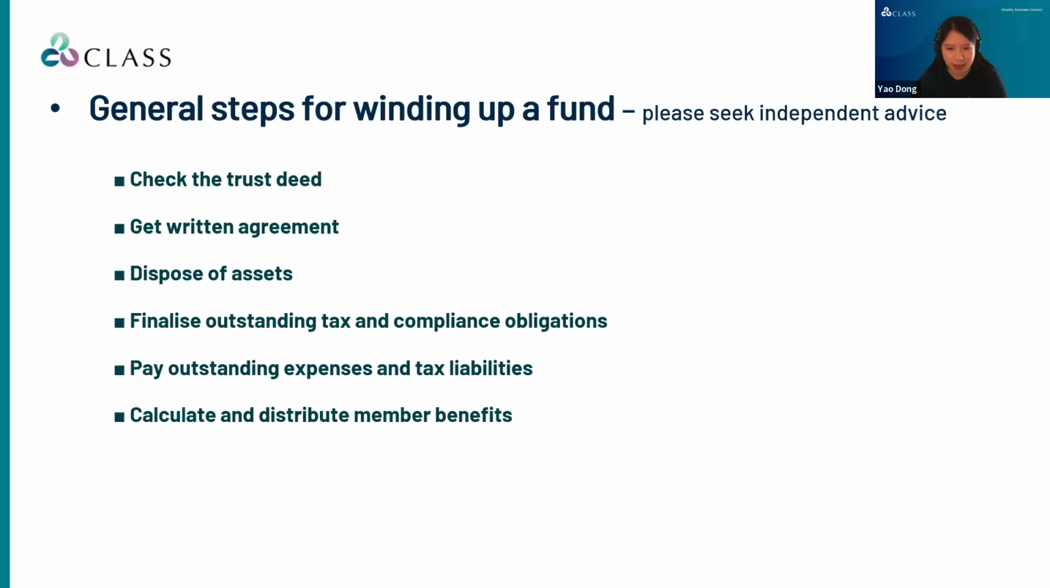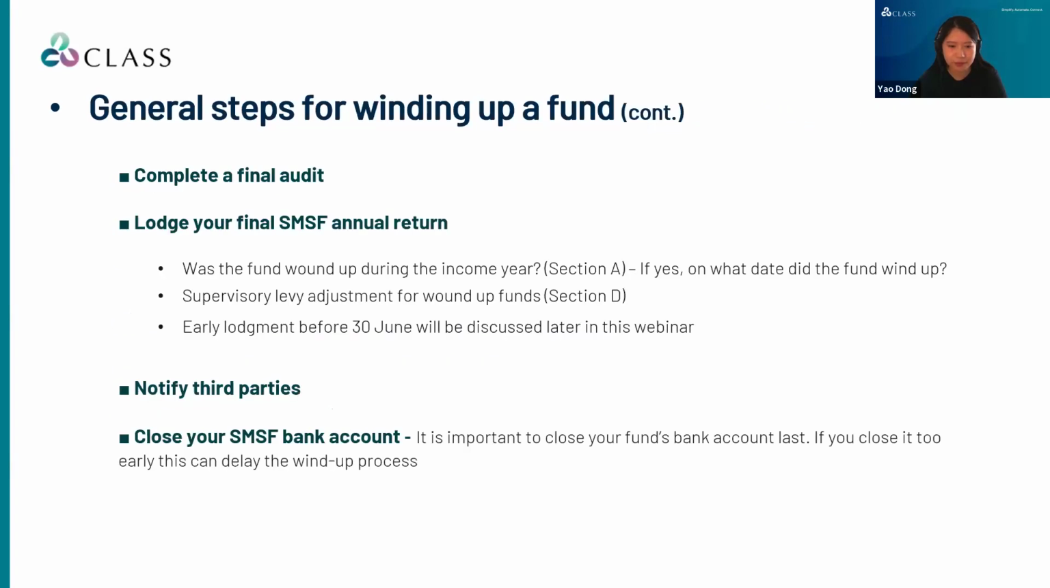For member benefits payment, if the member meets a condition of release, they can choose whether to take a cash payment or take a rollover. If no condition of release is met, benefits must be rolled over to another complying super fund. Then the final audit needs to be finished, and before lodgement, please review the annual return section A to answer the winding up question, and review the super levy in section D. The super levy is paid in advance, so a winding up fund does not need to pay it.